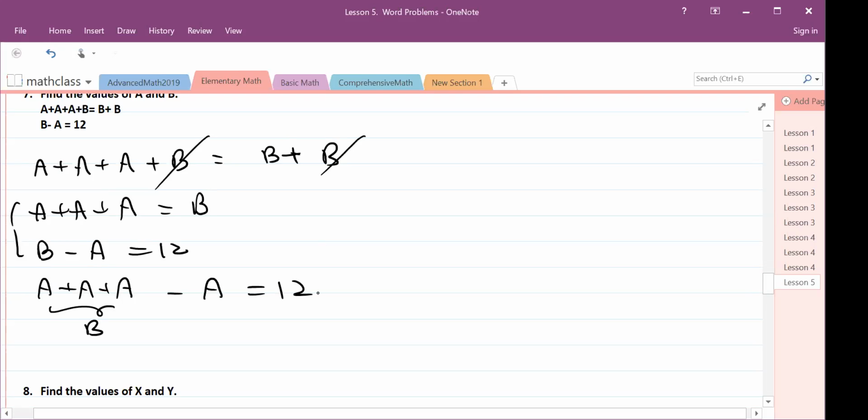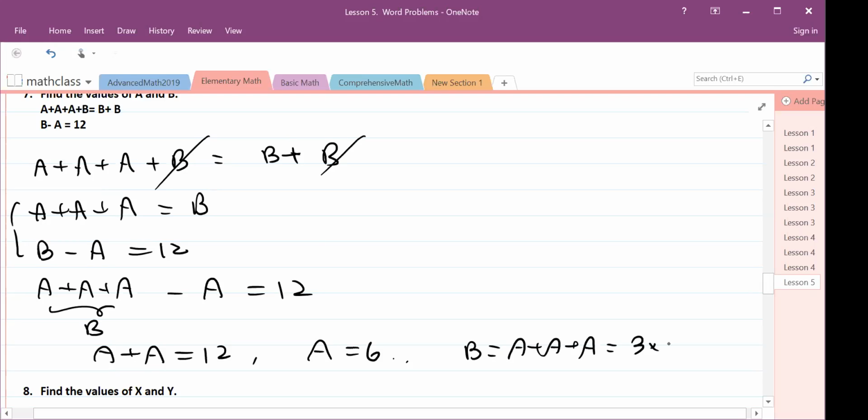Because 3 minus 1 is 2. So you got 2A. If 2A is 12, what is A? 6. So A equals 6. But once you get 6, can you get B? Yeah, B is A plus A plus A, which is 3 times 6, which is 18.